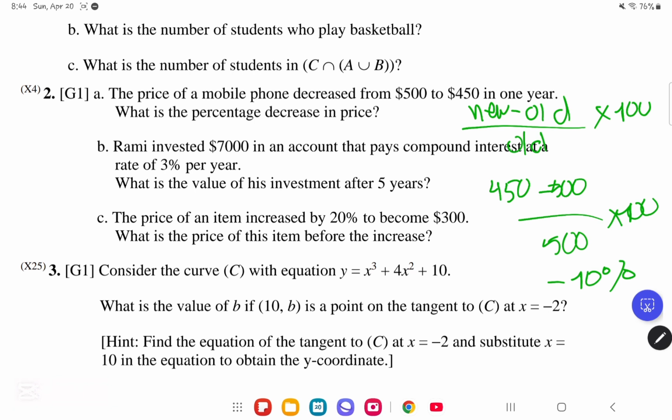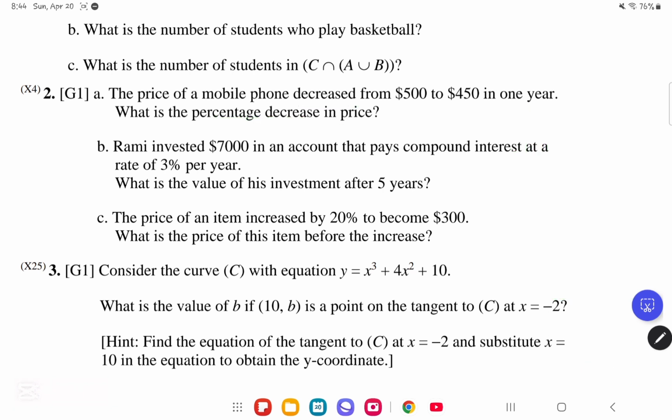But they asked for the percentage decrease in price, okay? So minus 10% means that it is already decreasing. However, since they need the percentage decrease, you're only going to put it as 10%. And that is it for part A. We move on to part B.